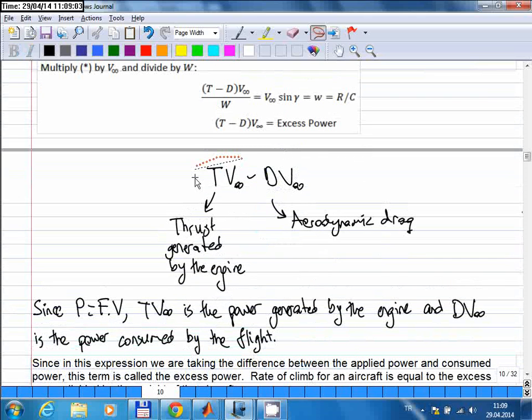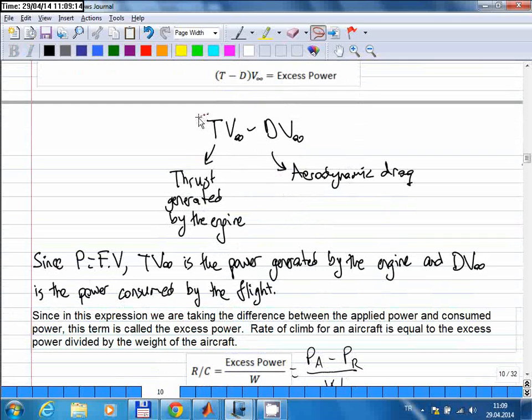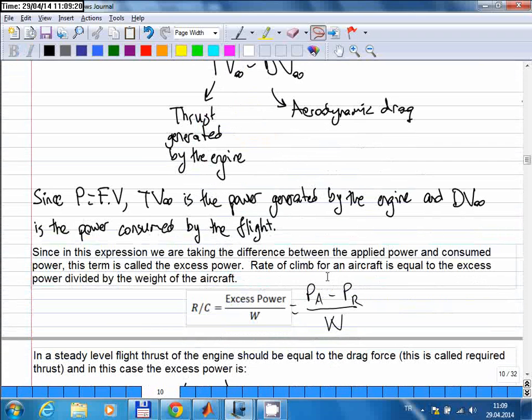So these are both power terms. This is the engine thrust times the speed, the engine power. This is drag times speed. This is the power consumed by flight. And since this is the difference between two power terms, it is called excess power, right?